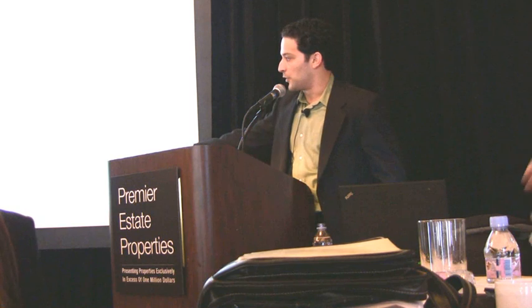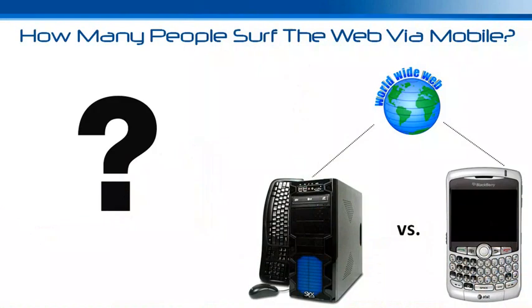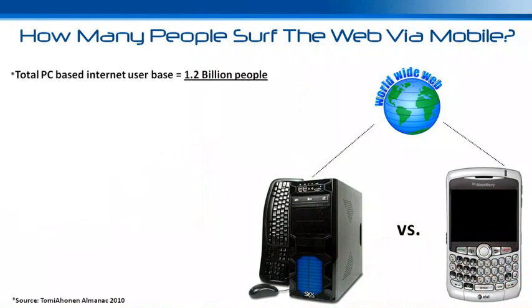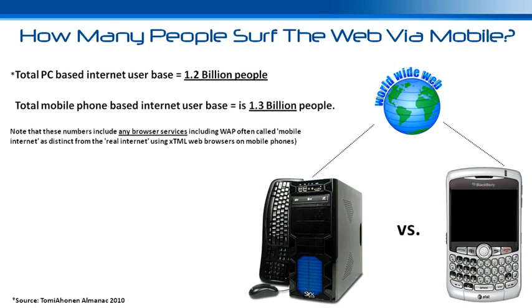The Tomi Ahonen Almanac, 2010. I think this was released in February. Total PC-based internet user base, about 1.2 billion people. That's a lot of people, as you can tell. And it may also surprise you to think, how many people are doing mobile-enabled web hits? We're looking at 1.3 billion, already surpassing.